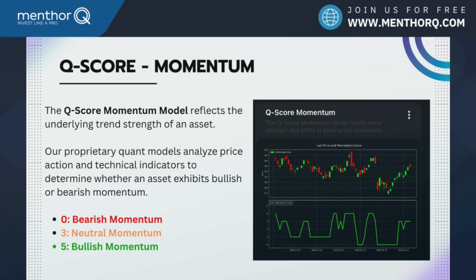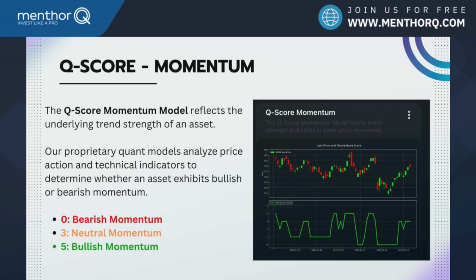We're going to start with our momentum score, and let's see what it represents, right? The momentum score measures the strength and direction of an asset price trend using our proprietary quant model that is looking to analyze price action and technical indicators. The score ranges from 0, a bearish momentum, all the way to 5, a bullish momentum. When we see a 3, this is neutral. So these are the ranges from 0 bearish to 5 bullish.